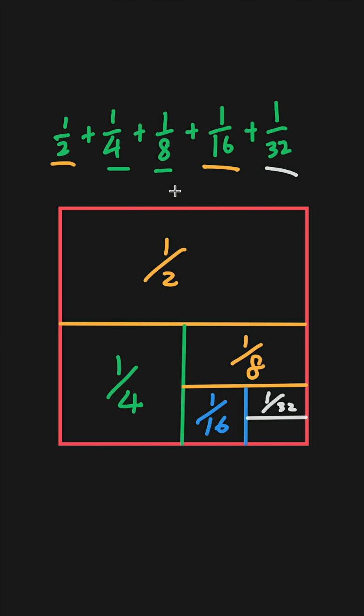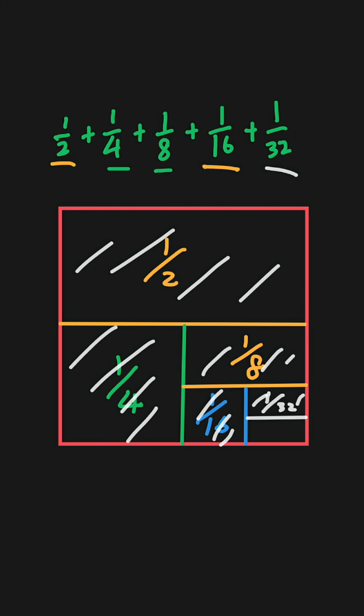So basically, when you add these 5 fractions together, you are adding these areas together, right? Does that make sense to you? But watch out, not the last bit over here. So we have to take this bit out of this whole area of the square.